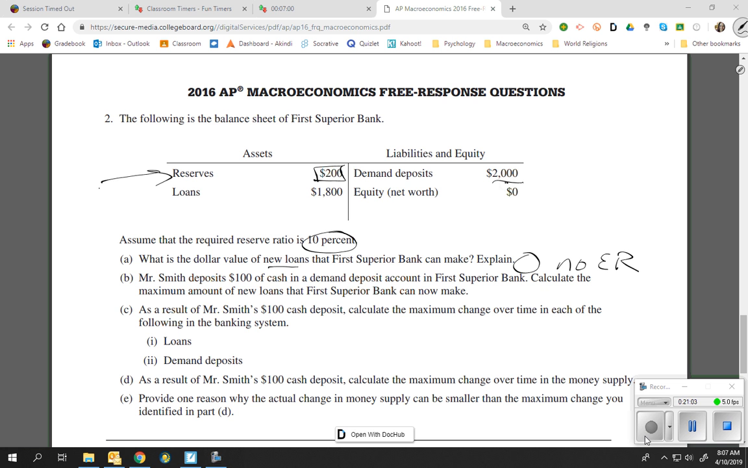Okay. On B, Mr. Smith deposits $100, calculate the maximum amount of new loans that they can make. Well, they can't loan out a whole 100, they can only loan out 90% of 100, because they have to keep 10% of the bank at all times. So they can loan out 90.